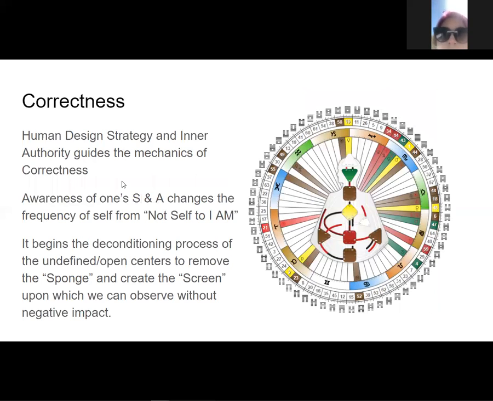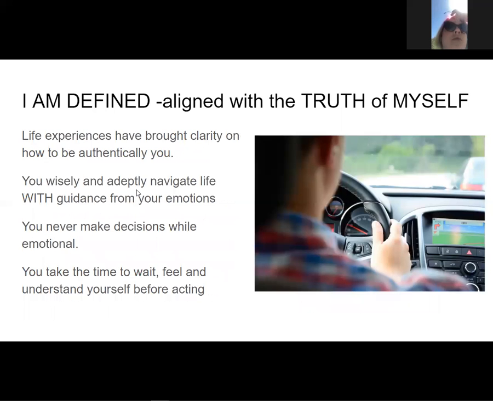So in human design, again, your strategy and inner authority are the guides of the mechanics of correctness. Awareness of your strategy and authority changes the frequency of self from not-self to I am. And it begins the deconditioning process of the undefined and open centers to remove the sponge and create the screen upon which we can observe without negative impact. This doesn't happen overnight, as you know. It takes time for strategy and authority to eventually decondition us. And in human design, it says it's about 7 years for that whole process to take place. I'm not sure what to say about that, but that's what it says in human design.